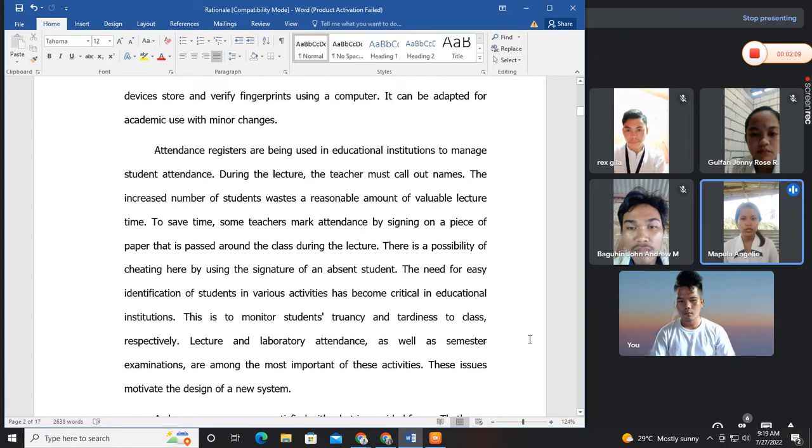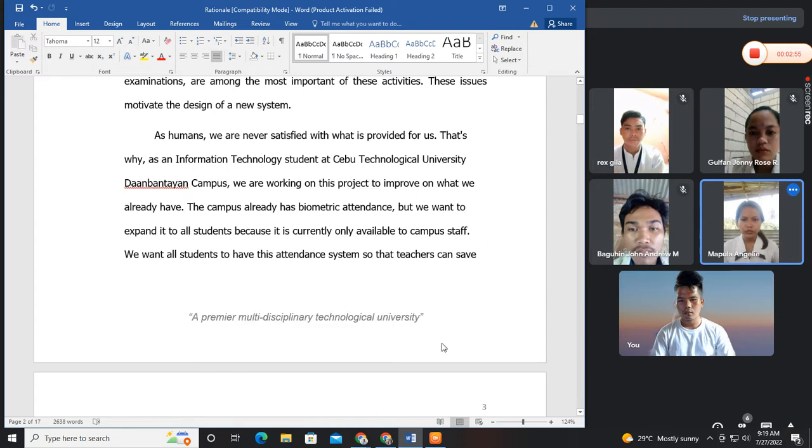As humans, we are never satisfied with what is provided for us. That's why, as information technology students at Cebu Technological University, Dandantayan campus, we are working on this project to improve on what we already have. The campus already has biometric attendance, but we want to expand it to all students, because it is currently available only to campus staff.